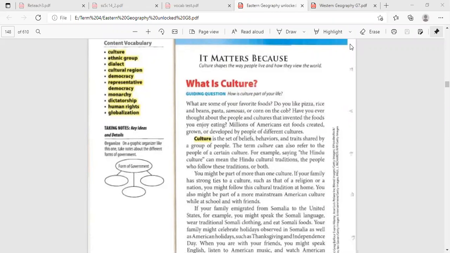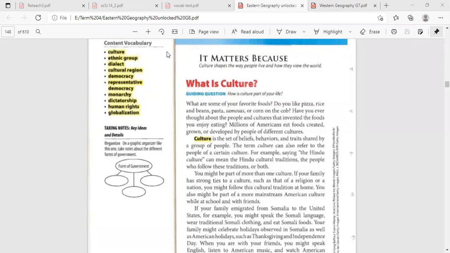All right. Let's start. What's the definition of culture? Who can define the word culture? Judy, go ahead. Okay. Culture is a set of beliefs, behaviors, and traits shared by a group of people.